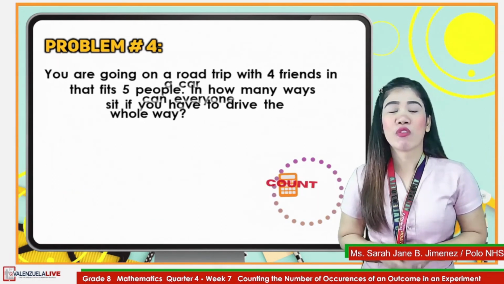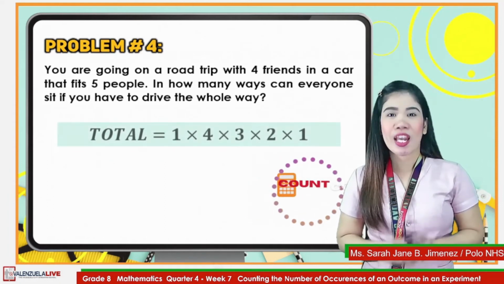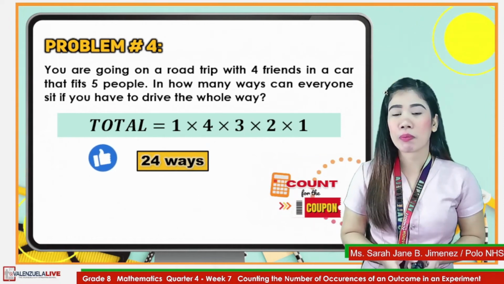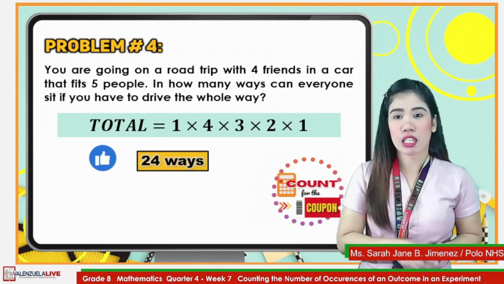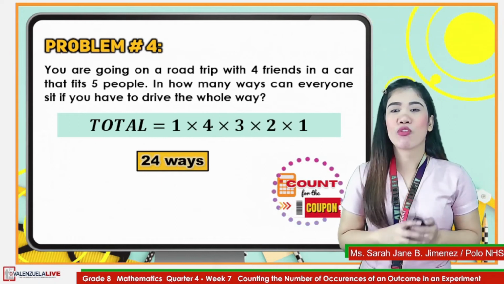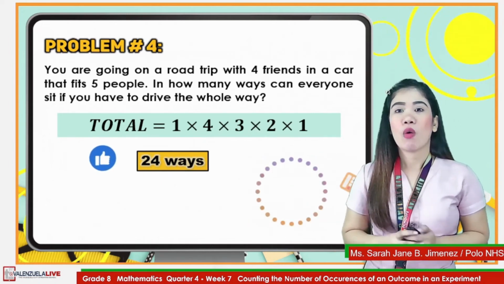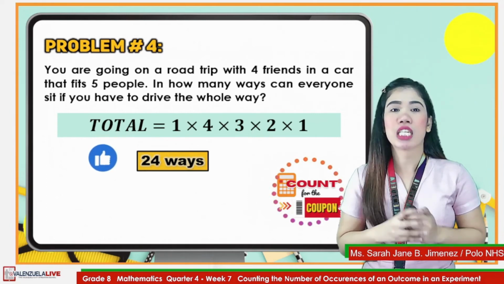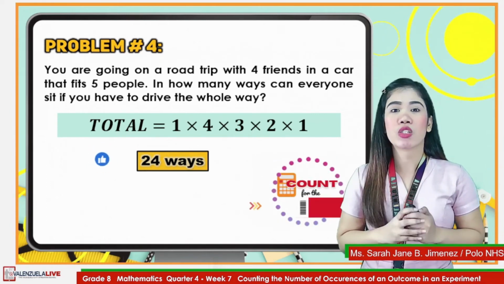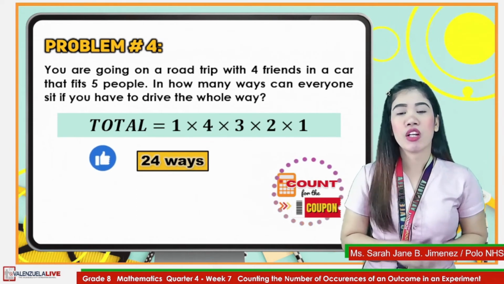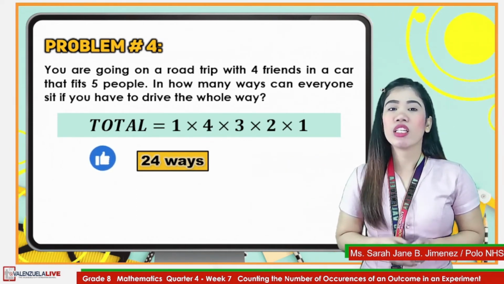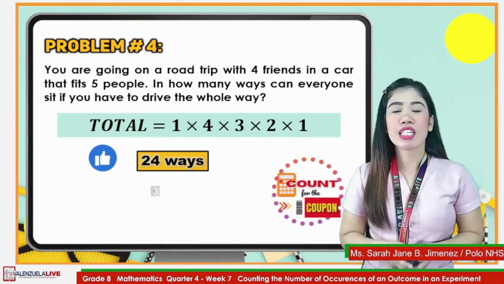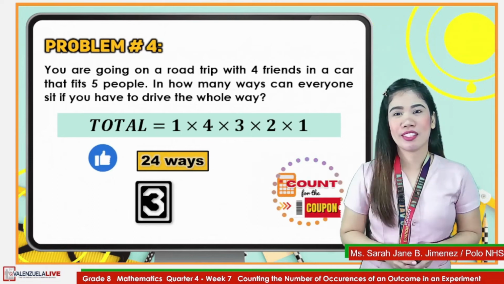If you answered 24 ways, you are awesome. The fundamental counting principle is a great way of thinking about this problem. You must sit in the driver's seat. There are 4 options for the first passenger seat. Once the person is seated, there are 3 options for the next passenger seat. This goes on until there is 1 person left with 1 seat. Therefore, there are 24 seating arrangements in this problem. Our next number is 3.